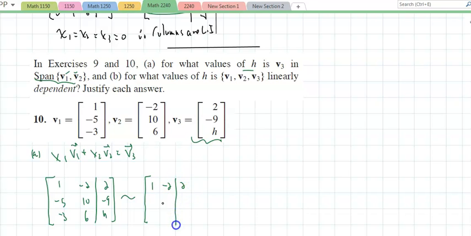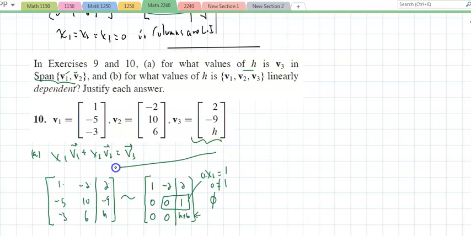What happens? 5, 0, 0, and 10 minus, that's a 1. If you multiply by a 3, row 1, that's a 0, 6, that's a 0, and that is H plus 6. But before I even reach that, I notice we have a problem. What's that? I notice that this is saying x2 times 0 equal 1, but 0 cannot equal 1. There's no solution. If there's no solution, what does that mean?